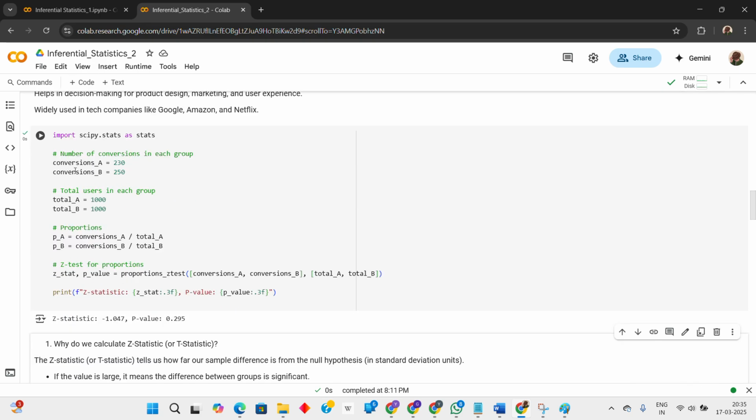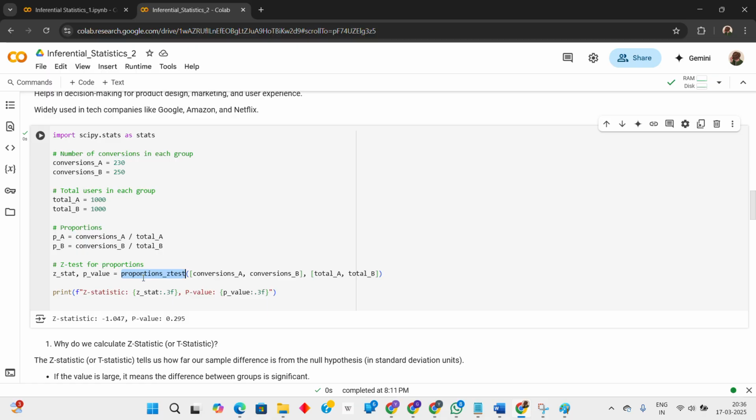How to do this A/B testing? Simply, let us consider conversion. If there is a use case where conversion of A is there, conversion of B is there, and total users of A and total users of B are also there, then proportion is nothing but conversion by total. Proportion A is conversion of A by total A, and proportion B is conversion of B by total B. Then Z statistic and P value is what we actually calculate here.